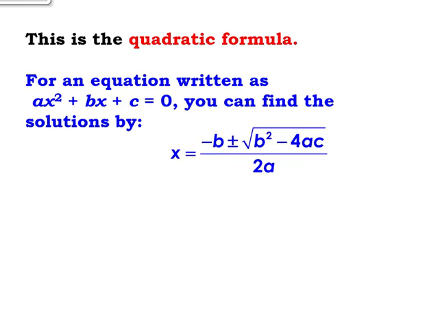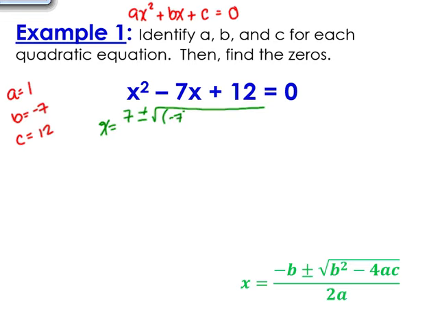So now all you have to do is fill in this formula at the bottom. So x is equal to the opposite of B. Opposite of -7 is +7. Plus or minus the square root of B squared, be careful to use parentheses here, minus 4 times A is 1, C was 12, all over 2 times A was 1.